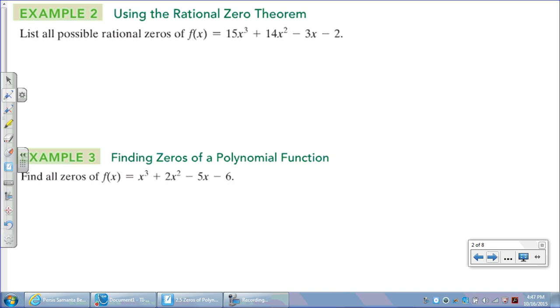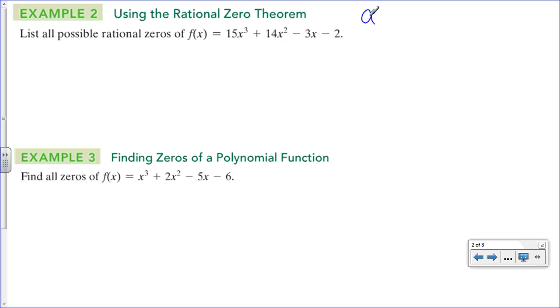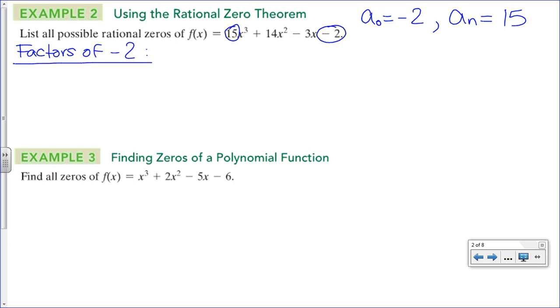Now what we're going to do with example 2 is the same thing, but now if you notice, the leading coefficient is 15. But let's first establish what the constant term is, that is represented by a sub 0, and that is -2. We also have a leading coefficient, and that would be 15. Now we're going to apply the rational zero theorem, so that means that we need to list the factors of the constant term, so the factors of -2, and divide them by the factors of the leading coefficient, which is 15.